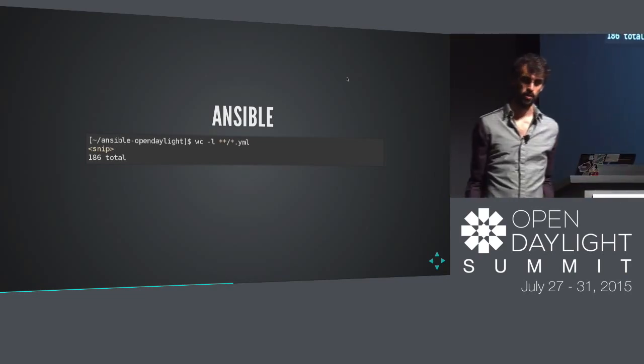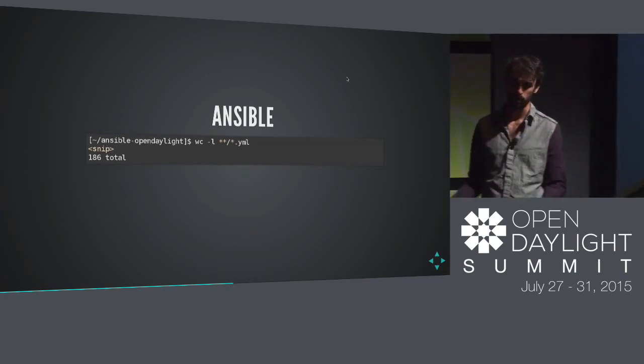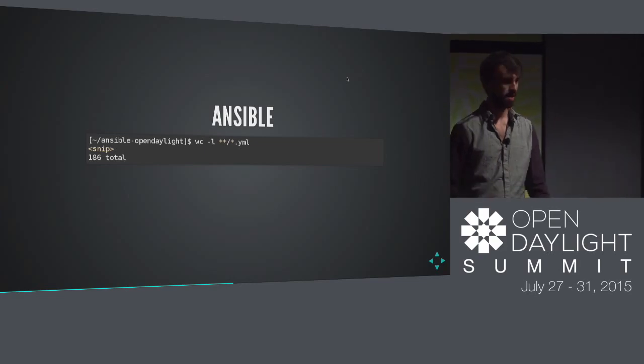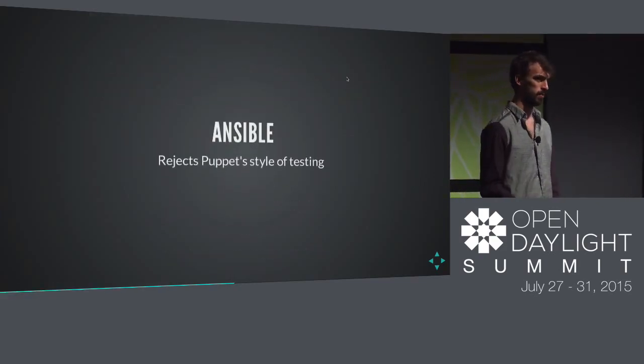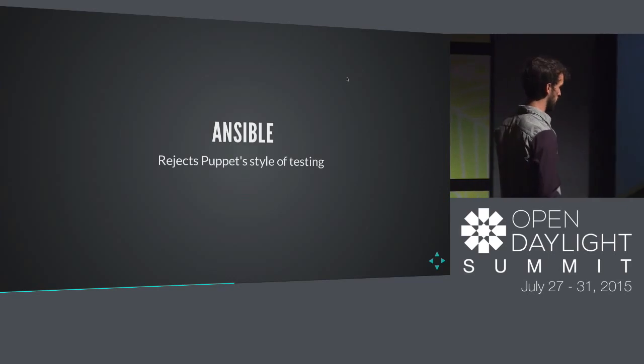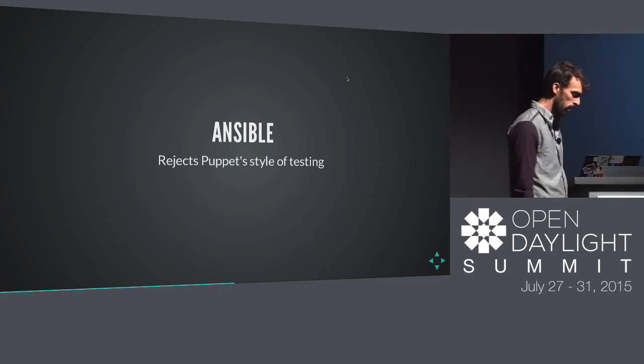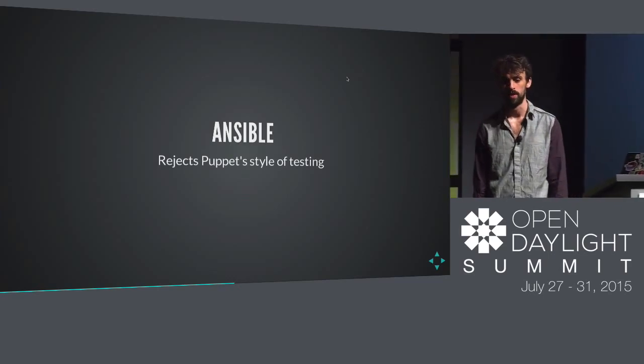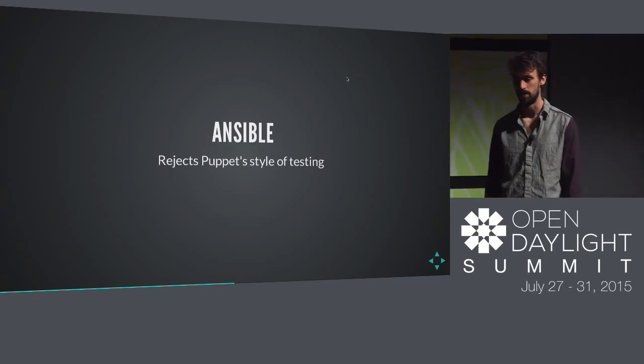All of this configuration is really short overall. Line counts aren't a great metric, but there's 186 lines of YAML here. You could spend 20 minutes reading all the logic and have a decent understanding of what's going on. One of the reasons why it's so short is because Ansible actively rejects Puppet's style of testing.